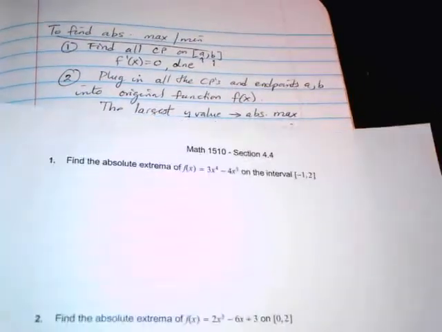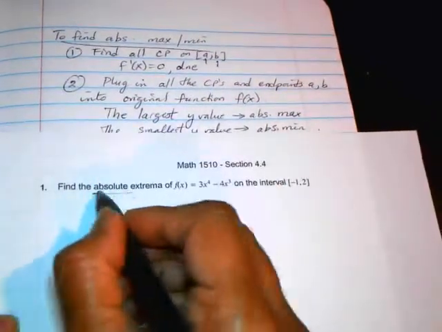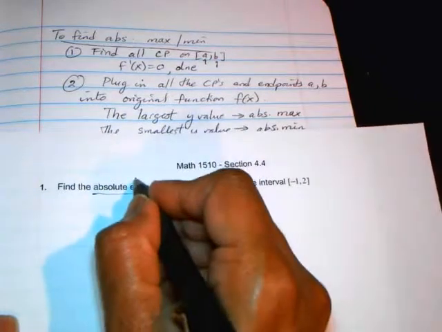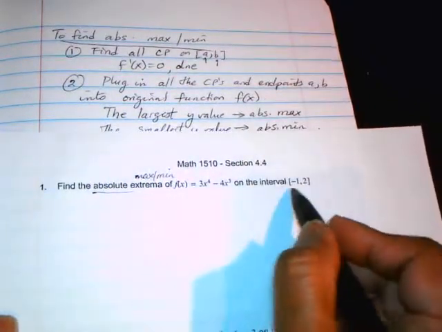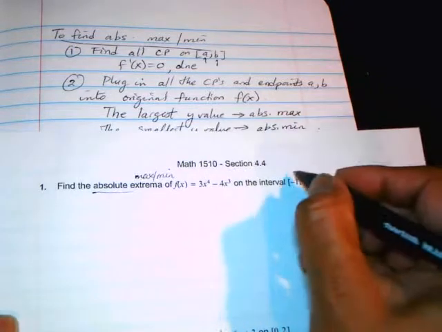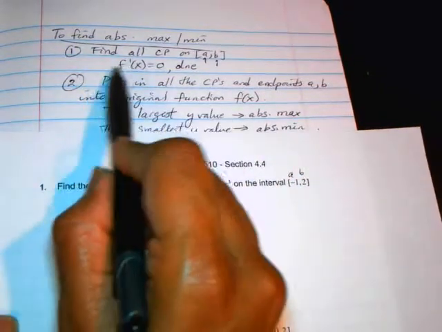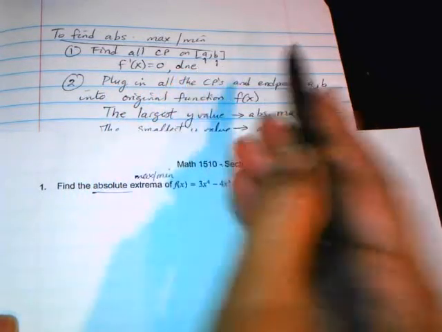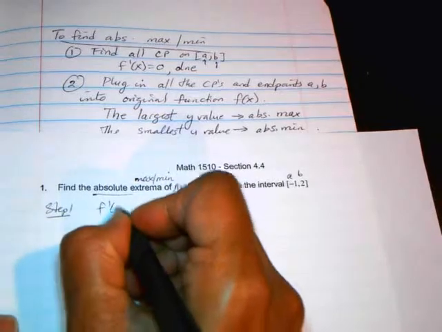This is the worksheet you're looking at. Find the absolute, that's a key word, absolute extrema, meaning max and min, of this function on that closed interval, -1 to 2. So this is our interval from A to B. So the first step is find all critical points on that interval. So step 1, find f prime and set it equal to 0.